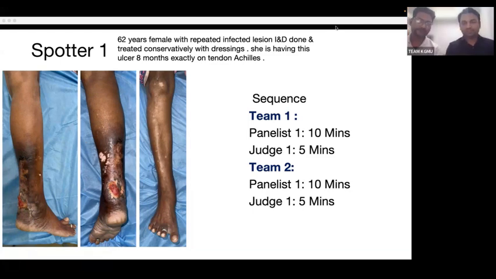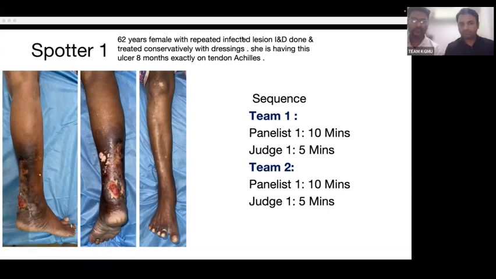Yes, sir. Okay, so you look at this picture and you've seen the history. It's a 62-year-old female with repeated infection, and multiple times I&D had been done and treated conservatively in the lower leg area. So what is your provisional diagnosis in this case once you have seen this? Only 1 minute time will be given.